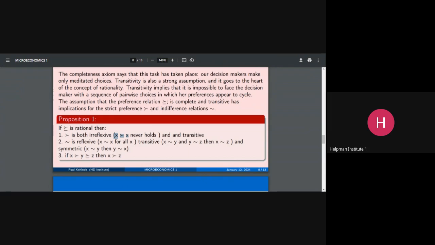Okay, so from that assumption, we can say that anytime we're having a strict preference, definitely no item reflects itself in that set. X cannot be preferred to X. All right, and also we can have an assumption that is what? Transitive. And also, if we are having an indifference, we can have this relation.